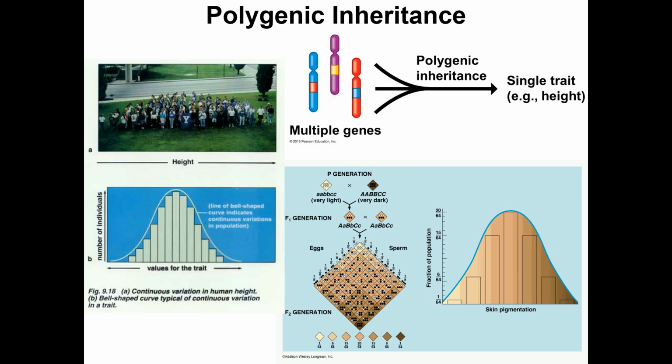Polygenic inheritance. So here you have many genes that affect a single trait. Here, looking at human height, there are many genes that affect human height. We also see an array of individuals, a spectrum of heights, going from really short to really tall to those that fall in between. So there's a nice spectrum. It has this nice little bell-shaped curve.